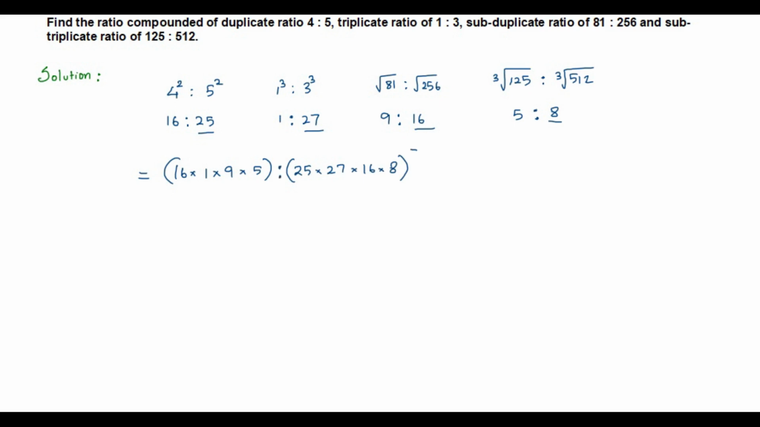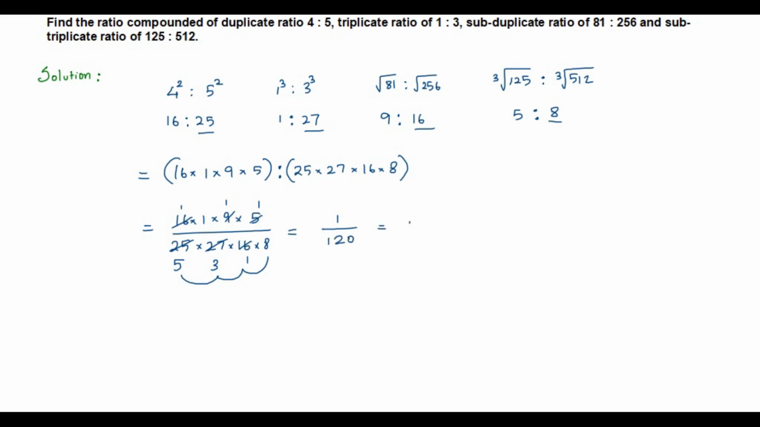So this is the ratio compounded. For the purpose of simplification, we can write this as a fraction: 16 times 1 times 9 times 5 divided by 25 times 27 times 16 times 8. So 1 times 9 is 9. 9 goes into 27 3 times, and the 16 and 16 cancel out. 5 goes into 5 1 time, 5 goes into 25 5 times. It's going to be 1 in the numerator, and in the denominator 5 times 3 is 15, 15 times 1 is 15, 15 times 8 is 120.